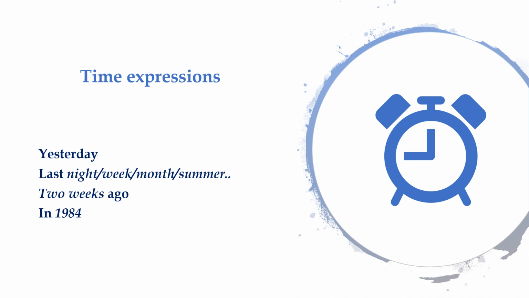As usual, time expressions are very helpful. We use past tense simple with yesterday, the day before yesterday, any expression with last, such as last night, last week, last year, any expression with ago, such as 2 weeks ago, 3 years ago, 5 days ago, and any specific calendar date in the past, in 1984, in June 1962.